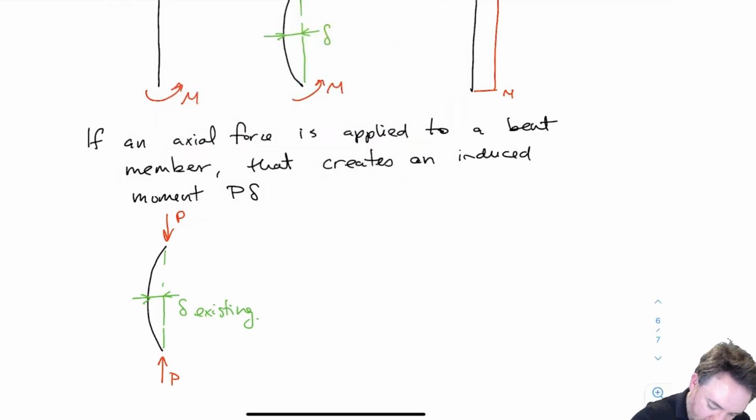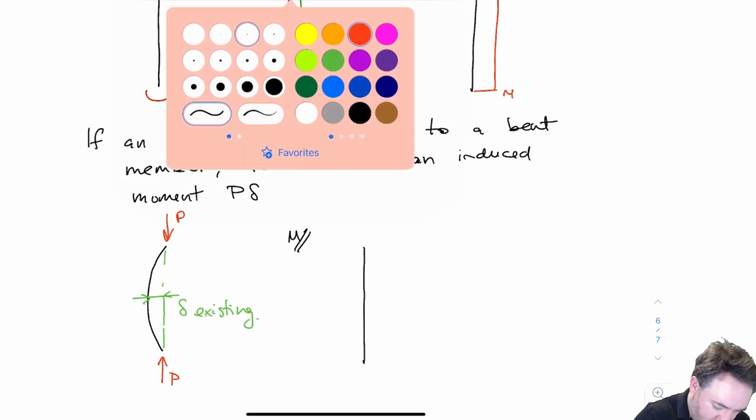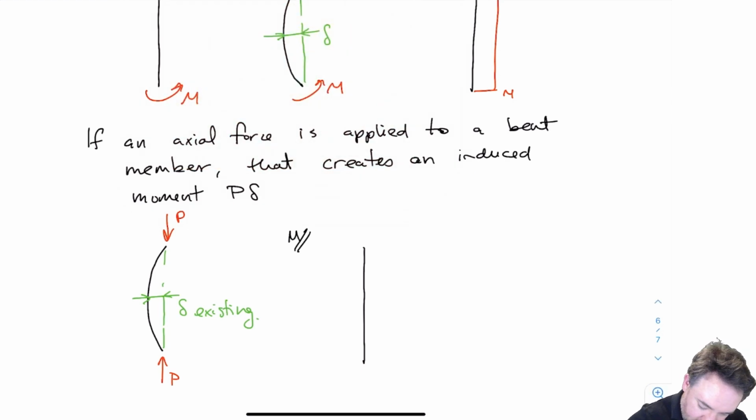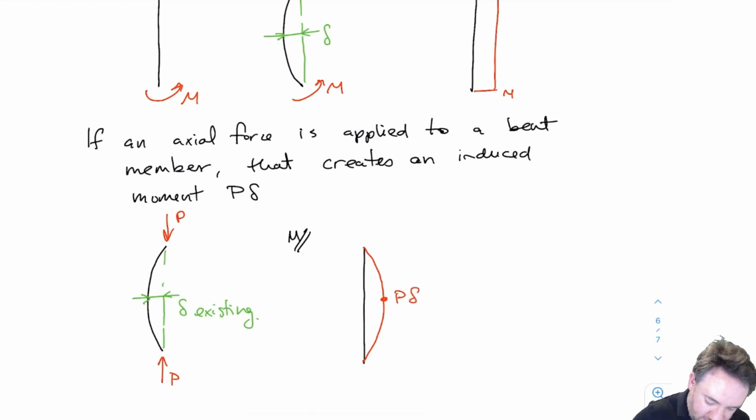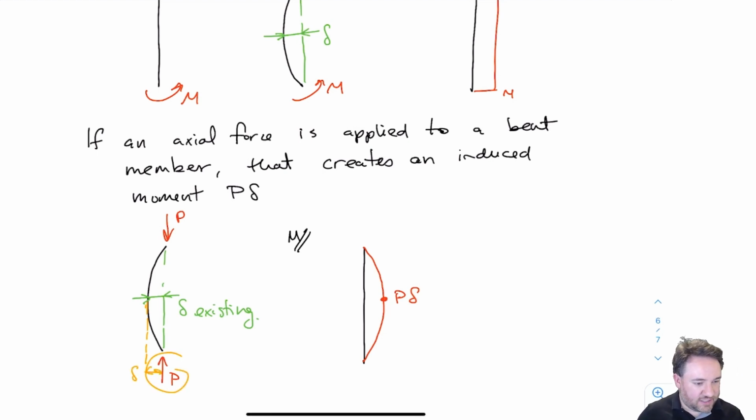So then what kind of moment am I going to get on this? Just due to the curved state of the member, I'm going to get a moment that looks something like this. And the moment is going to be greatest at the center here, and the value of that moment is going to be P times delta. You can think of it in terms of if I was looking at the left side there, I have this P, and that P is multiplied by an eccentricity here, delta, and that's what's causing that moment at the center of the beam.